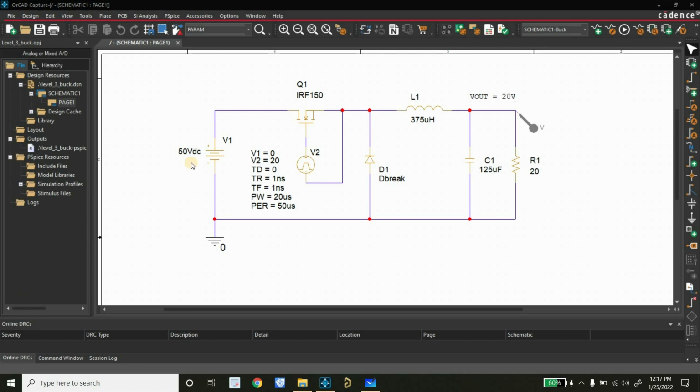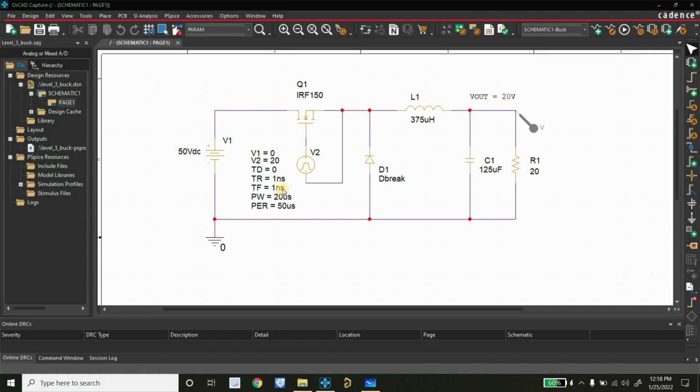So here we are using a 50 volt DC input supply, which is further connected to a MOSFET, IRF150. And this MOSFET is switched using a pulse generator. On the pulse generator, the starting voltage is 0, V2 is 20. There is no time delay.